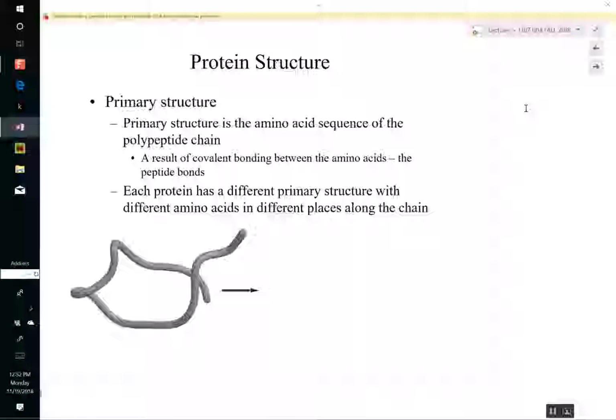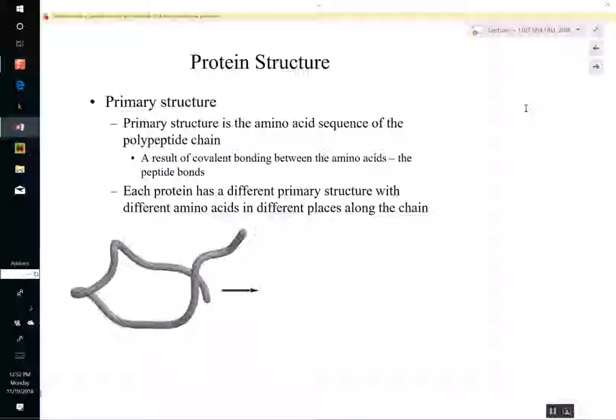So we're going to just get some real simple definitions here. So the primary structure is the amino acid sequence. Are you done, Dustin? I am. Okay, thank you.